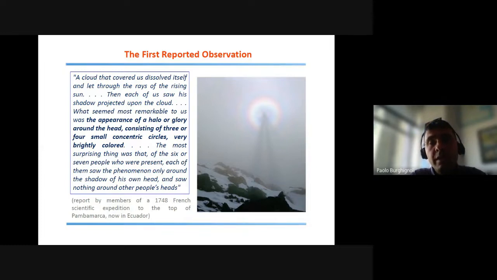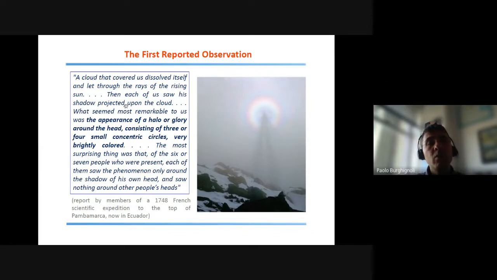As you can see, they were at a high altitude on a mountain. The weather was very cloudy. However, a cloud that was covering them suddenly dissolved, and so the rays of sunlight could come through, and they projected a shadow. For example, here you can see the shadow of a human onto the clouds that were in front of this subject. And then, as you can see in their words, each of us saw his shadow projected upon the cloud.